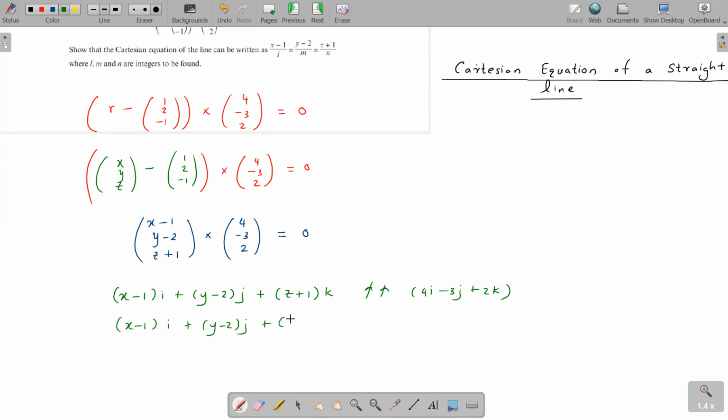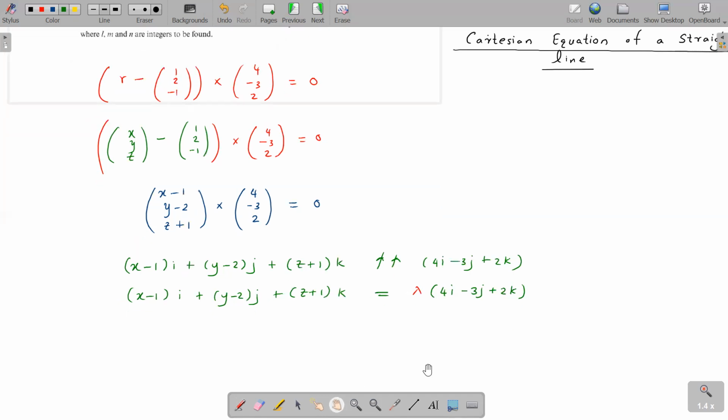Let's input a constant, some lambda. Don't use k, because k is already our unit vector of z. So to remove the parallel sign, I'll put a lambda here: lambda times 4i minus 3j plus 2k. Since these two sides are equal, I can compare the coefficients. So let's compare coefficients. What do we get?